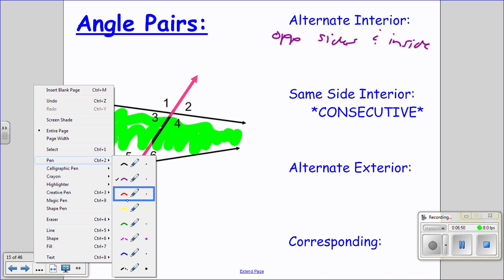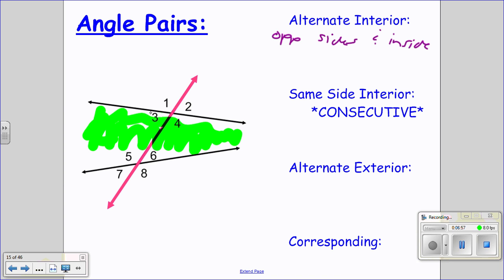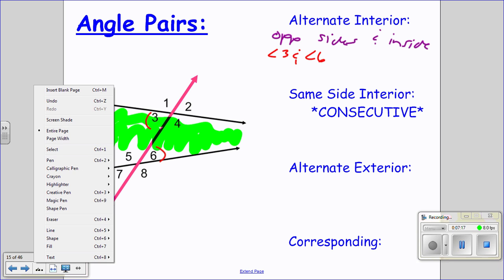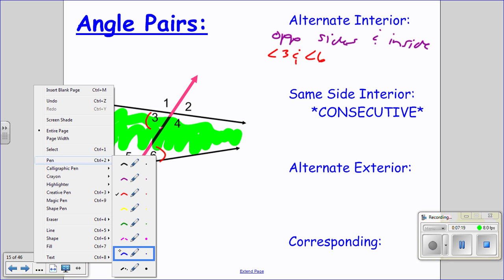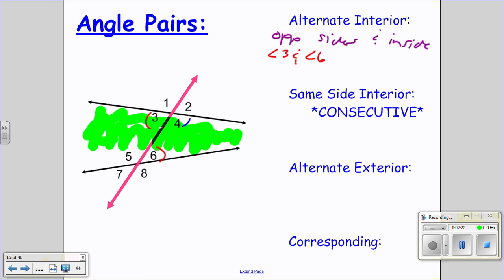So in order to be alternate interior, you have to be on opposite sides. So that means 3 and 6 are on opposite sides of that transversal, and they're both inside. They're both in the green portion. So that would be an alternate interior pair. So angle 3 together with angle 6. That also means that angle 4 together with angle 5 is also an alternate interior pair.